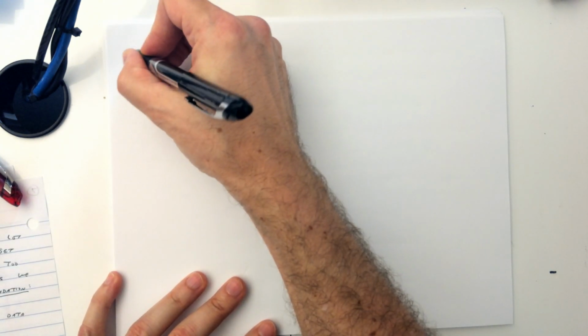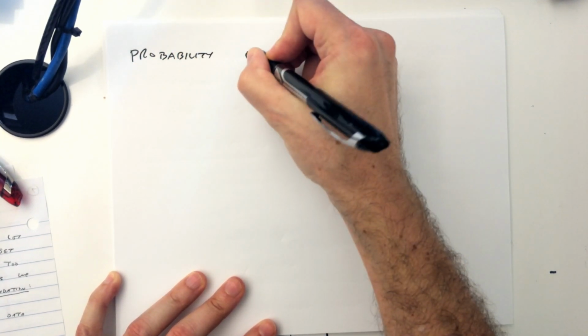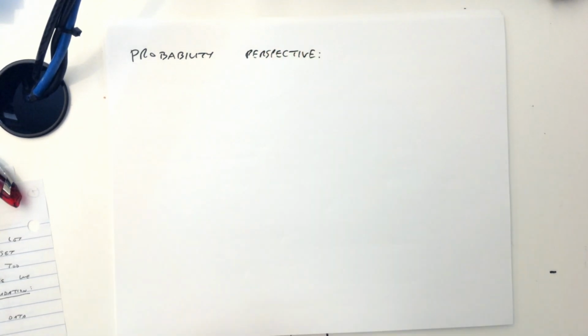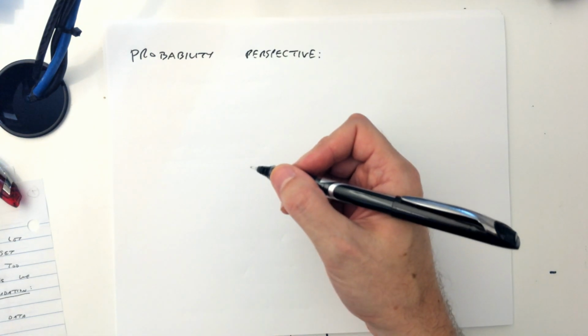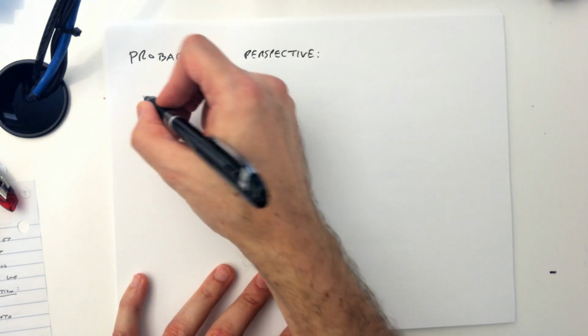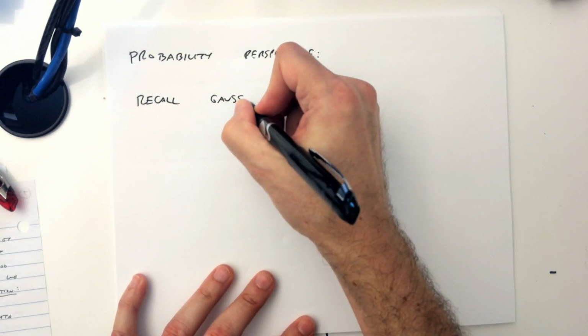So the probability perspective is that we imagine that, well, let's just remember one thing that's really important from probability: the Gaussian distribution.